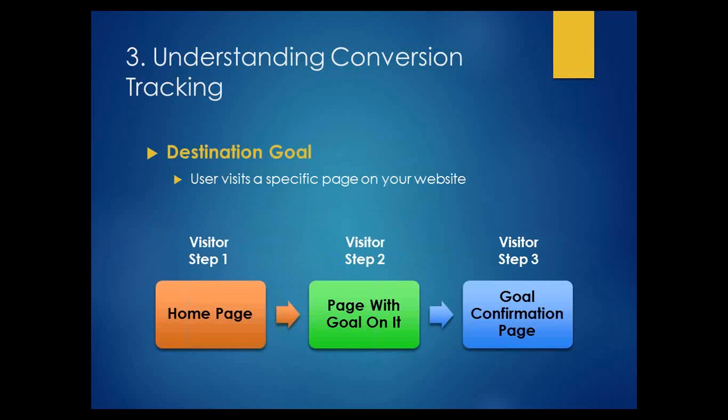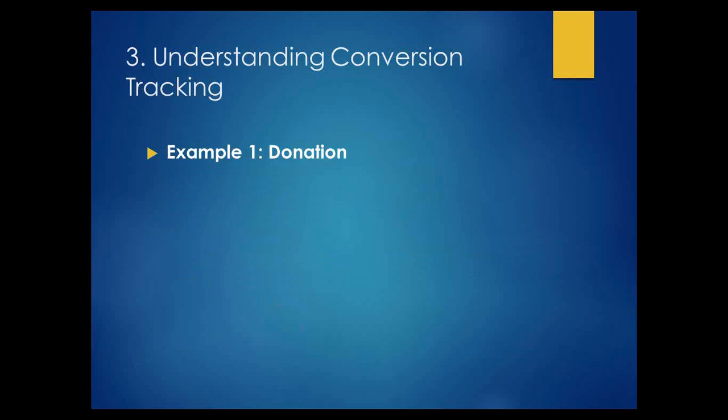And so what you would do with the destination goal is to define that last page, the confirmation page, as the destination goal. And this confirmation page, whatever it is, you would set up as a page that you can only get to if someone completes the goal, right? So maybe that's a little bit confusing. Let's take a specific example of this. So let's look at donations as a specific example.